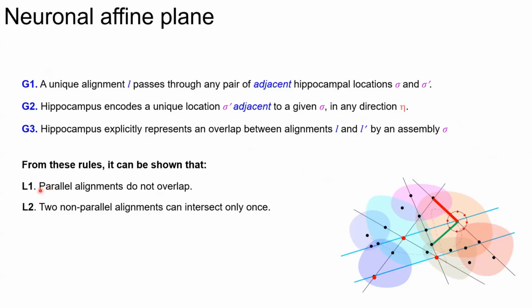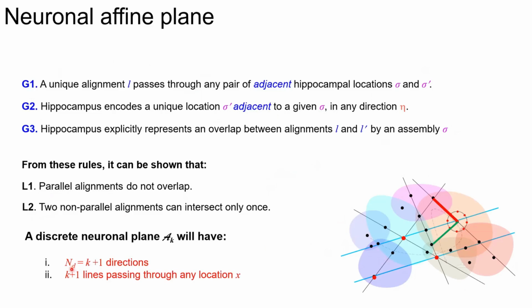We can show that geometrical properties will be in place. So parallel alignments will not overlap. We can show it mathematically; now we're doing mathematics. From these rules, we can deduce this. And also we can show that two non-parallel alignments built according to these rules will intersect only once, which also makes sense. It's wonderful that we get mathematical consistency, but these requirements are more benign, and we can hope to see them implemented physiologically. And of course, we'll have the properties that I mentioned before, the fixed number of directions. So this is something we can start from.